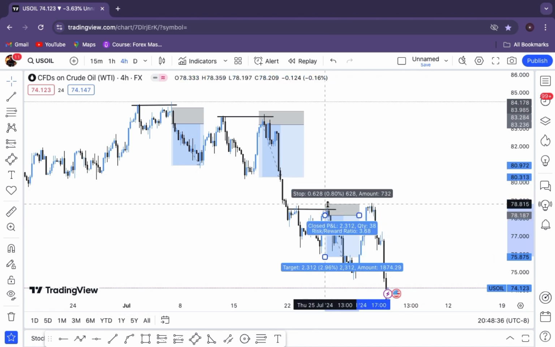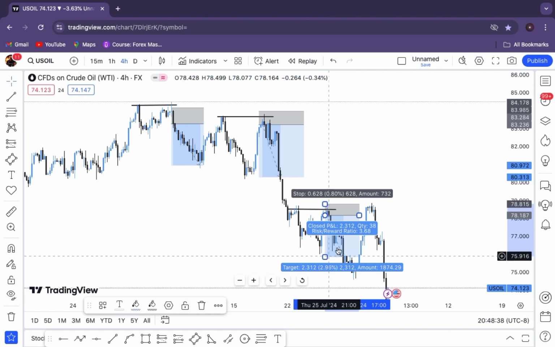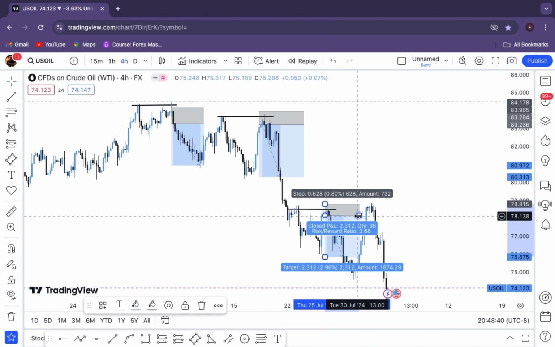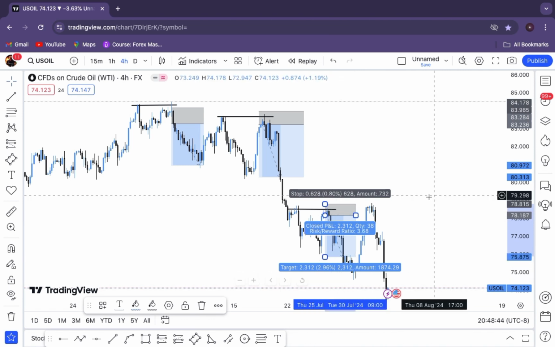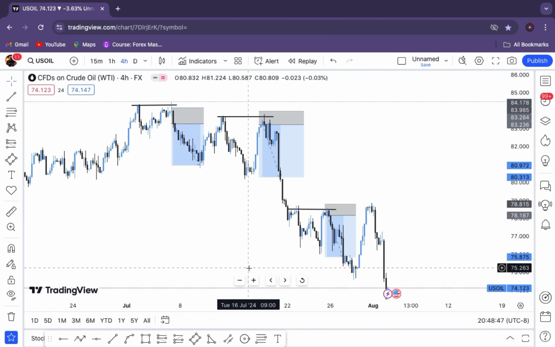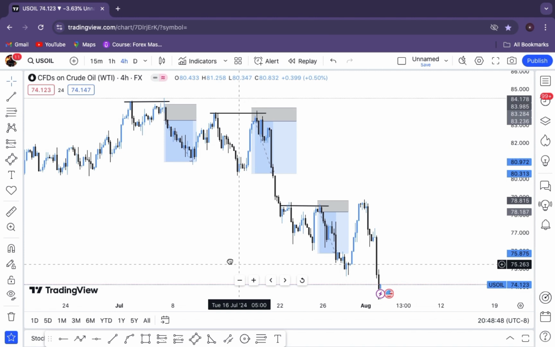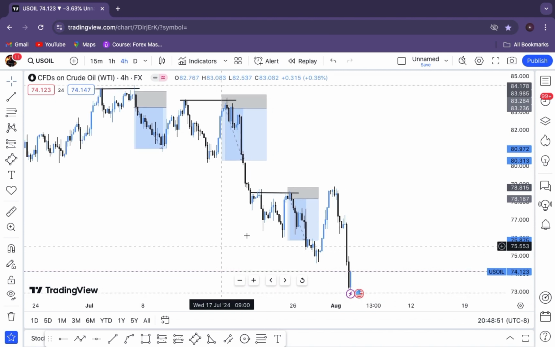You get your stop loss above that zone like so, and then your take profit got smashed. You can see your take profit smashed 230 pips. Easy peasy. You don't have to complicate things here. You get the concept. You don't have to complicate things.